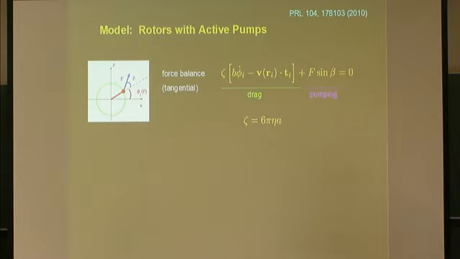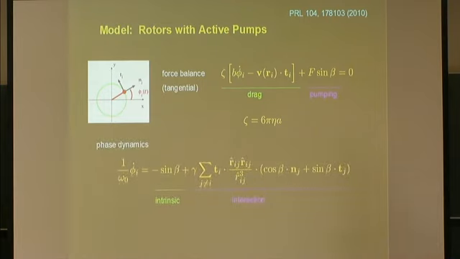So we describe the motion of each rotor by a phase phi_i as a function of t. Then the equation of motion is just a torque balance, or force balance, in the tangential direction. So this is the tangential component of the drag force, the Stokes drag force. Zeta is the Stokes coefficient. And this is the tangential component of the pumping force. And we solve it for the phase velocity. t_i here is the unit tangential vector of the trajectory.